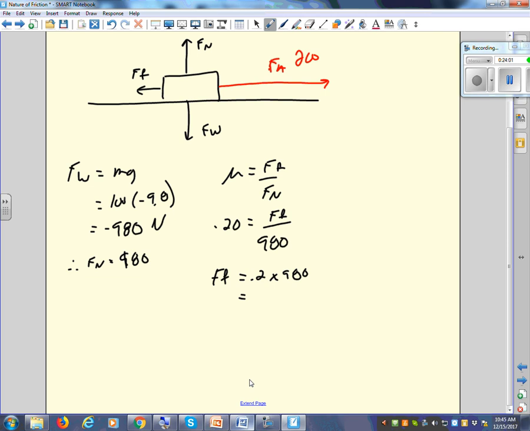$196. Oh, that's quite a bit. The applied force is 200. Is it still more? Probably a little bit. So now what? See how I'm kind of building here, making it a little bit harder? Now I'm going to say F net is equal to FA plus FF. Remember that the net force simply means the sum of all the forces, add them all up.